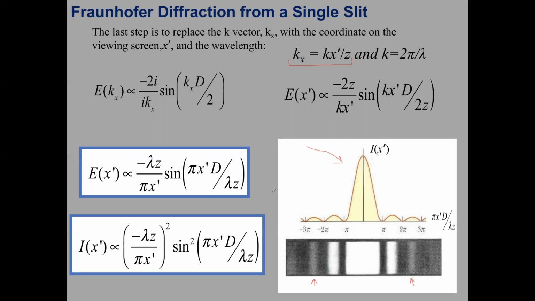Find a function describing your aperture. Fourier transform to get E as a function of wave vector. Then replace your coordinates in terms of x prime, y prime, and then square to get your intensity pattern.